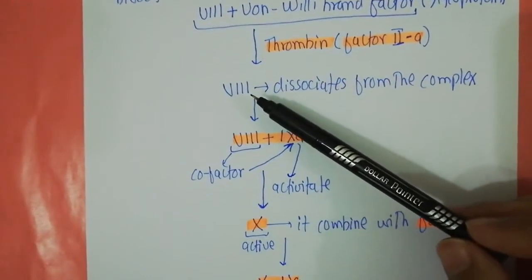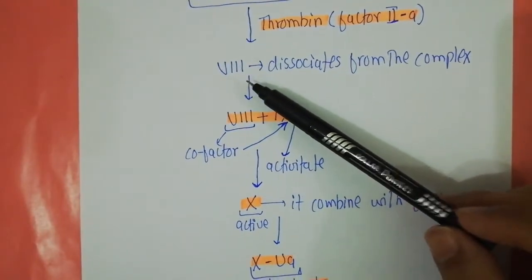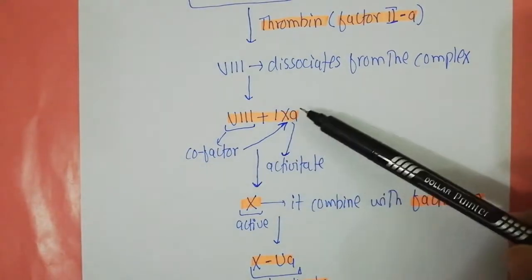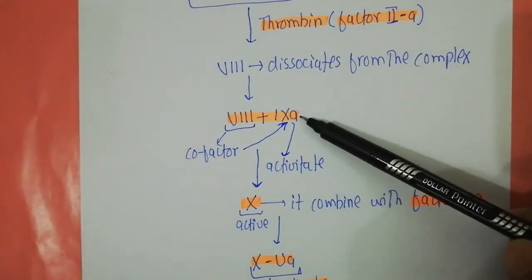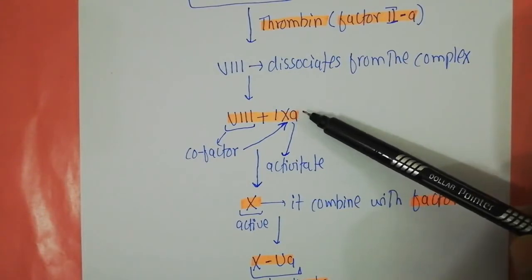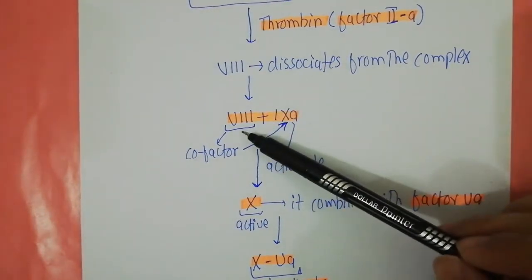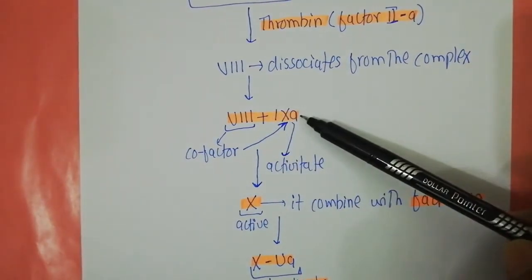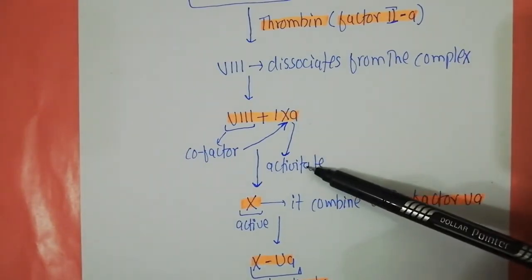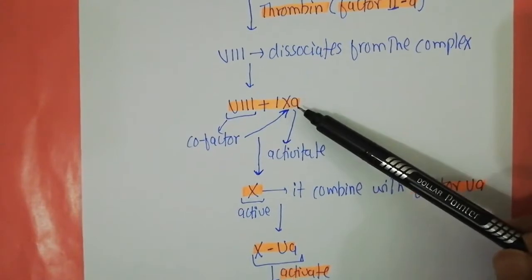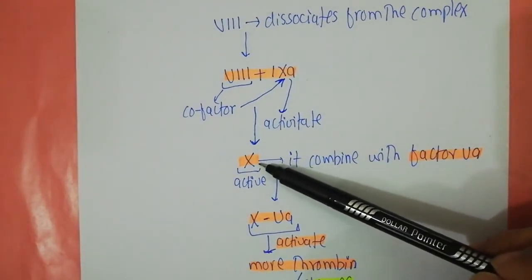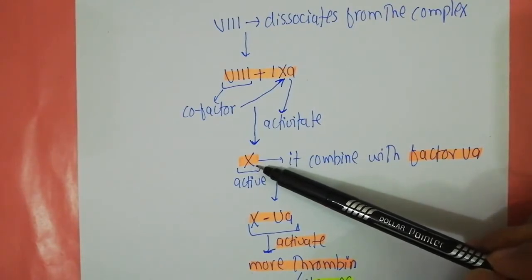So when factor 8 is dissociated from the complex, it acts as a cofactor for another coagulation protein, which is known as factor 9A. When factor 8 combines with factor 9A, factor 9A gets activated, and when factor 9A gets activated, it is going to activate another factor which is called factor 10.